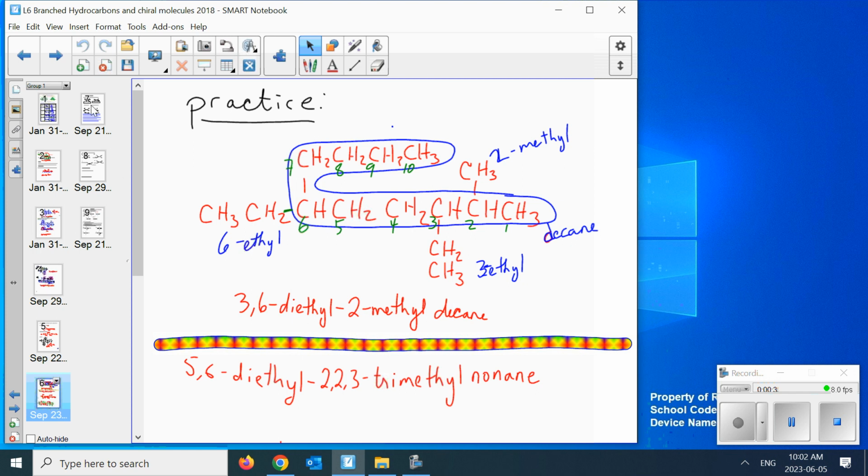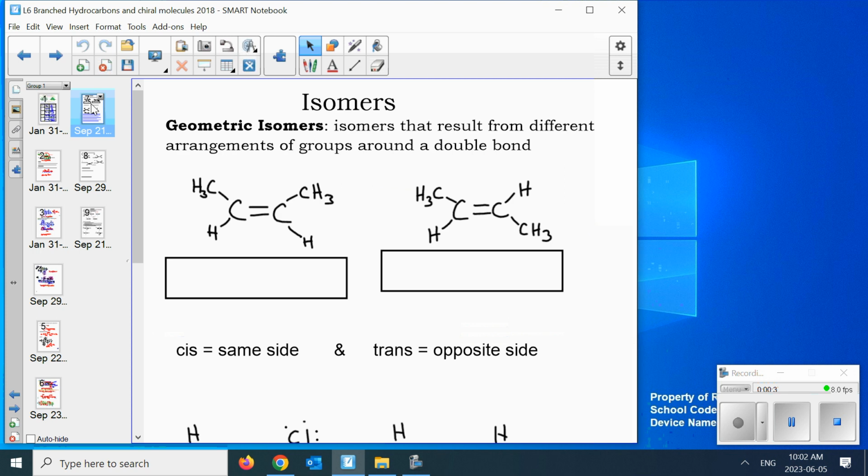Okay, it seems to be going good on Friday when you worked on this. So, I want you to flip to this page. It says isomers. And we are here. Isomers, good.